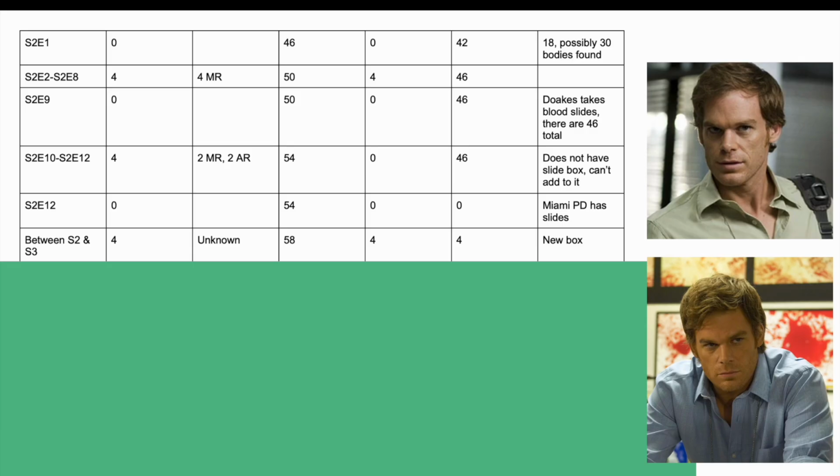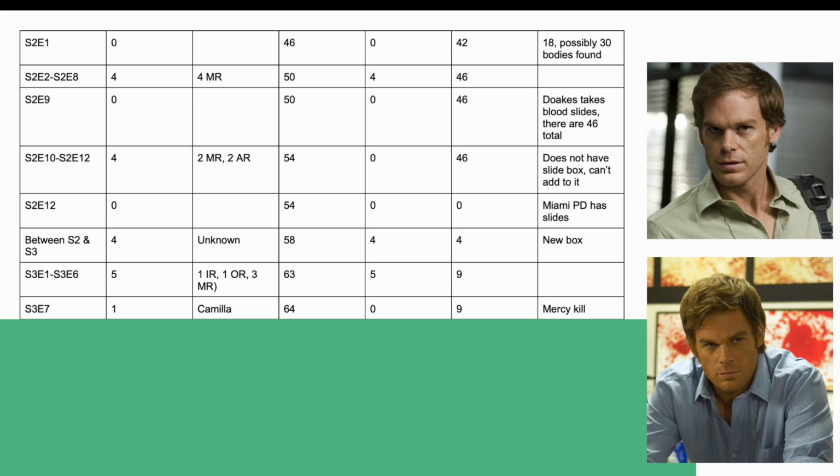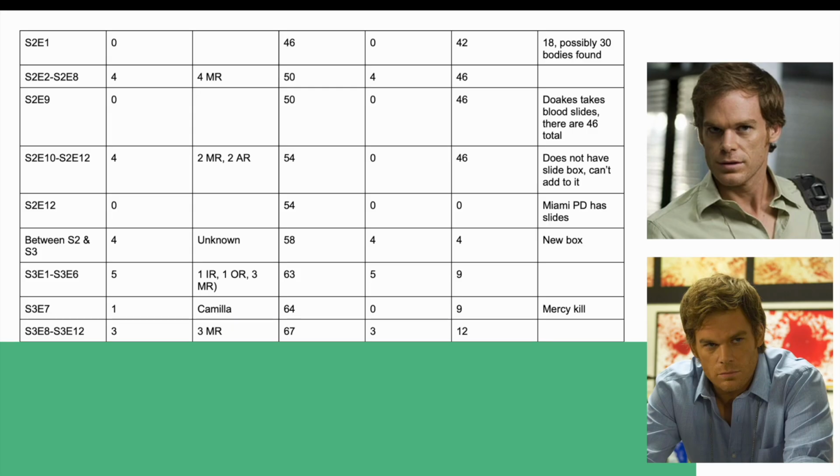Between seasons 2 and 3, he kills 4 people, bringing his total to 58, and he takes 4 slides, which he puts in a new box. In the first half-ish of season 3, he kills 5 and takes 5 slides. In season 3, episode 7, he kills Camilla, who I am counting as a victim, obviously, but that was a mercy kill, so I never actually recorded that as a murder. In the rest of season 3, he kills 3 and takes 3 slides.